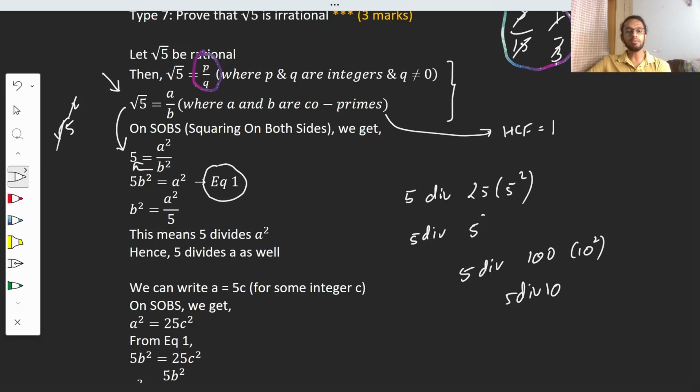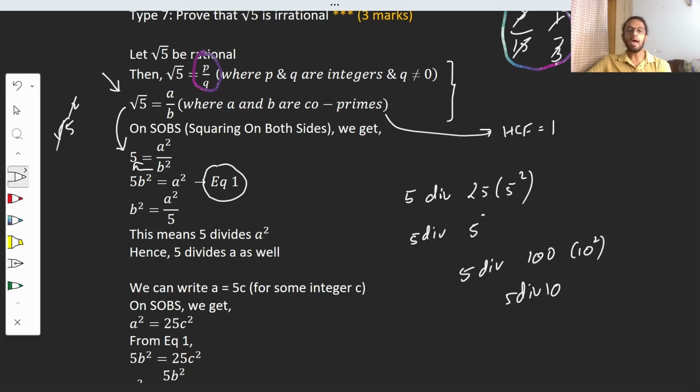Now, we may have a question. Just because 5 is there in the denominator, how can we be sure that 5 will divide a square? That is because after dividing a square by 5, the value that we get is nothing but b square, and we have assumed b and q as integers. So in order to get this value as a whole number, a complete number, 5 has to divide a square. If 5 doesn't divide a square, then b square will turn up as a decimal, which is not what we have assumed. We have assumed it as an integer.